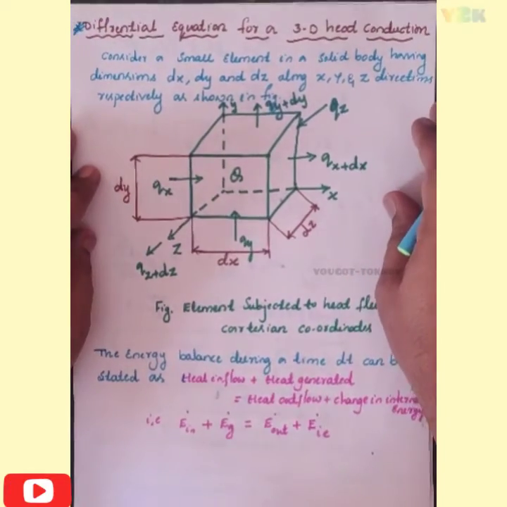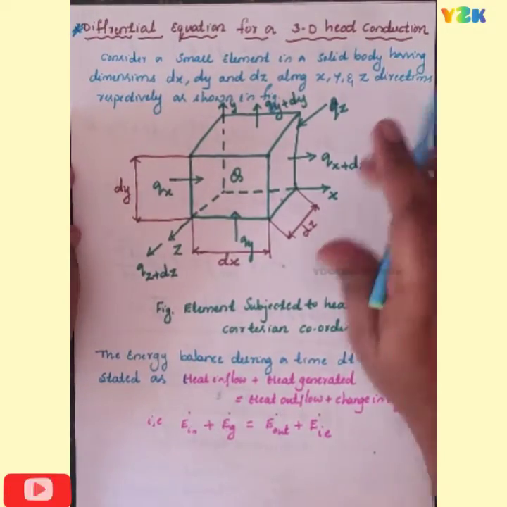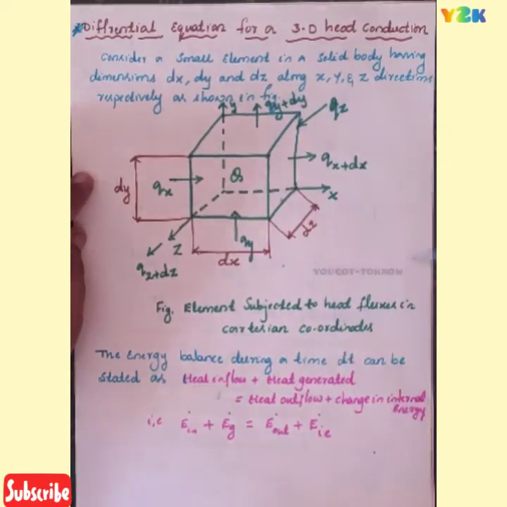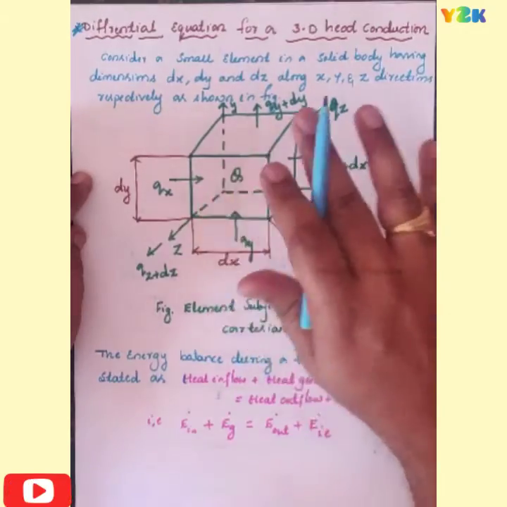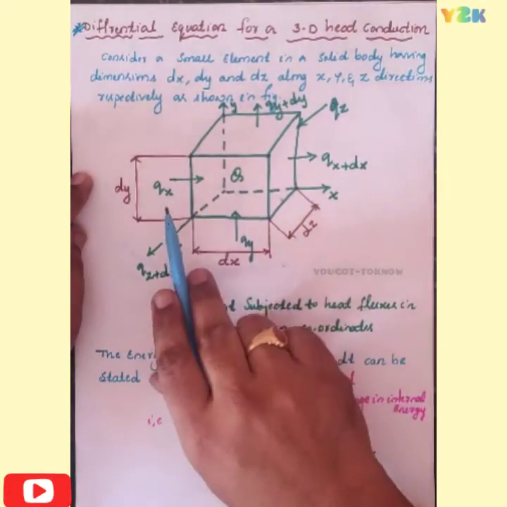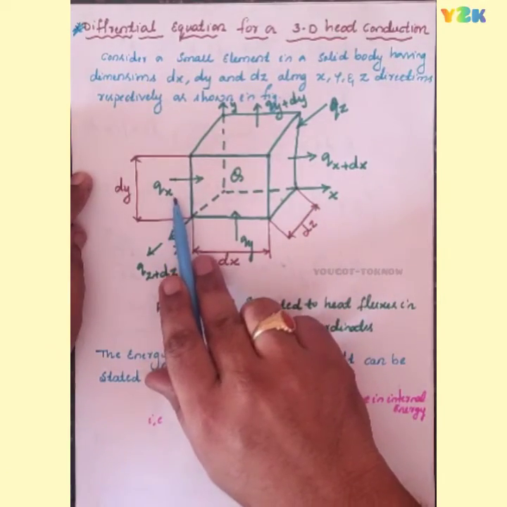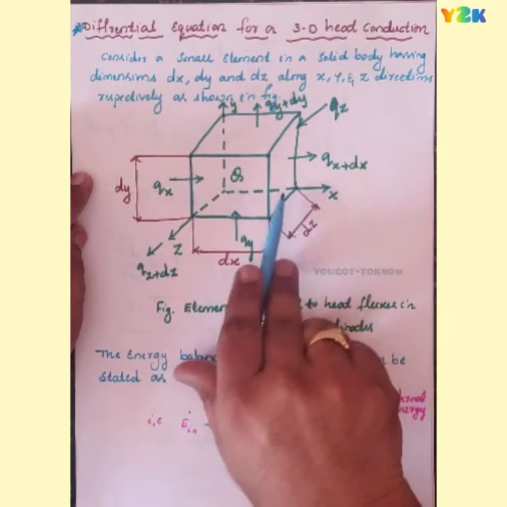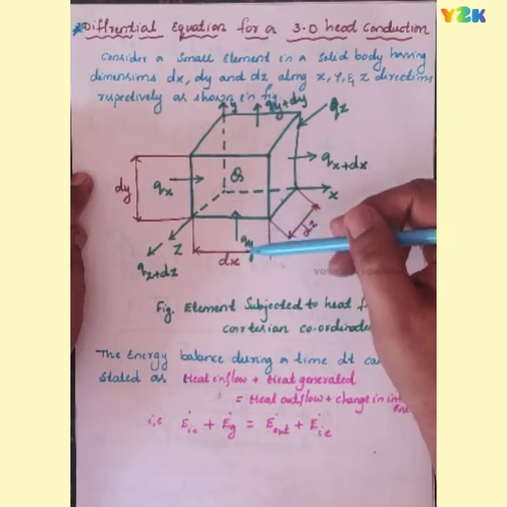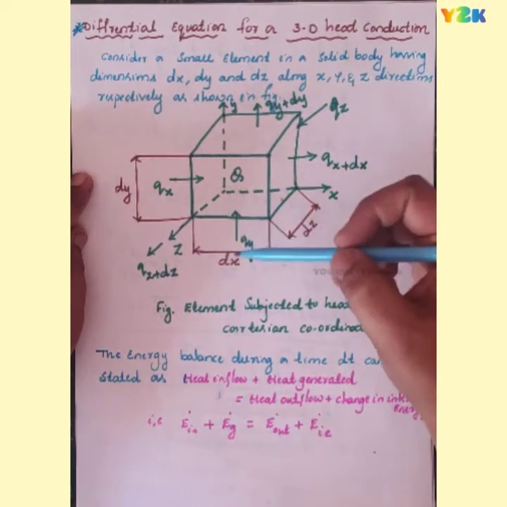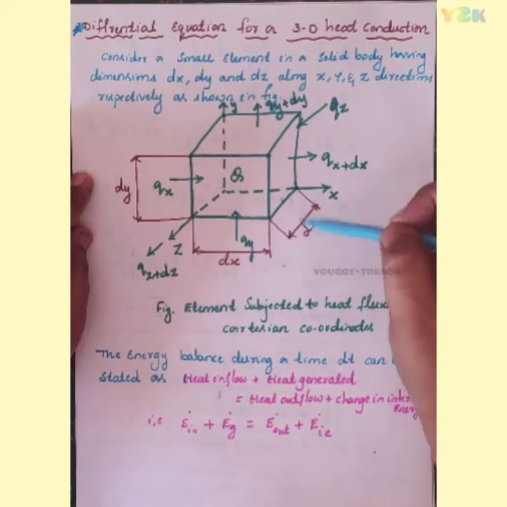Now consider a small element in a solid body having dimensions dx, dy, dz along the x, y, z directions respectively. The same figure that you have seen for one dimension, I have drawn again, but now represented in all three directions. If you observe your earlier one dimension, there was only qx along the x direction. Now the same thing will be extended with respect to the y direction as well as the z direction. I am taking the volume of the element as dx into dy into dz.